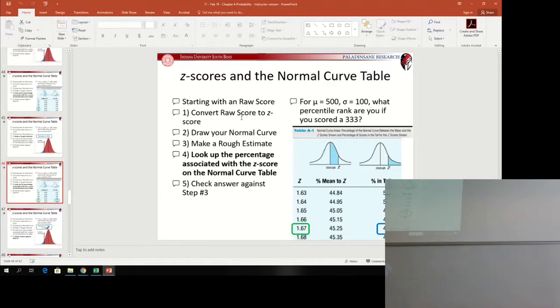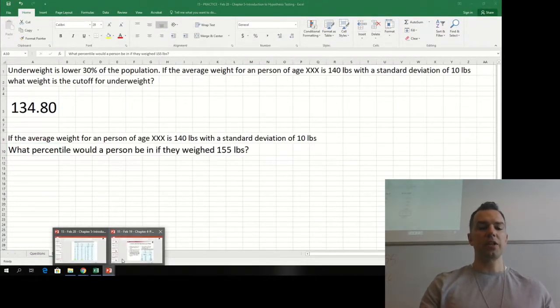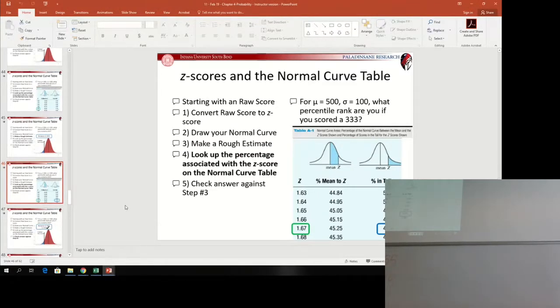So this time we have the raw score, which is 155. We have a mean of 140. We got a standard deviation of 10 pounds. We get that from the question. So once again, if you need information, it's going to be in the question for you. We have to convert this to a z-score. We use our formula: Z equals your raw score minus your mean, all of that divided by your standard deviation. So we got 155 minus 140, all divided by 10. And that's going to be 15 divided by 10. So that's going to be 1.5 is our Z-score.